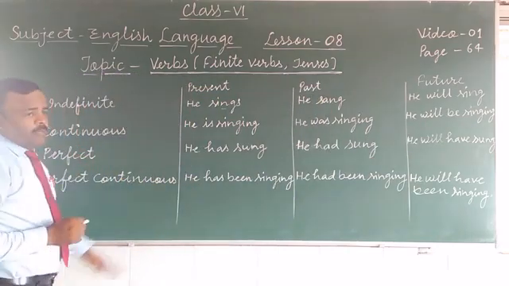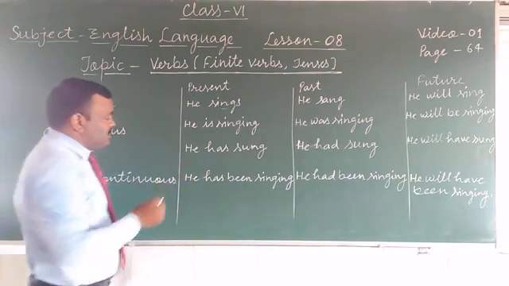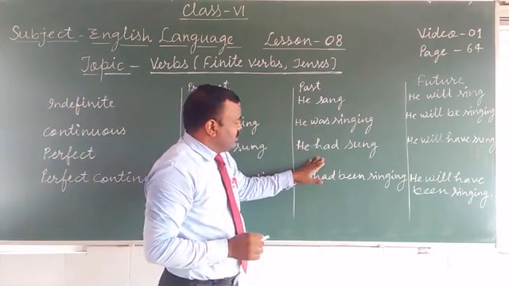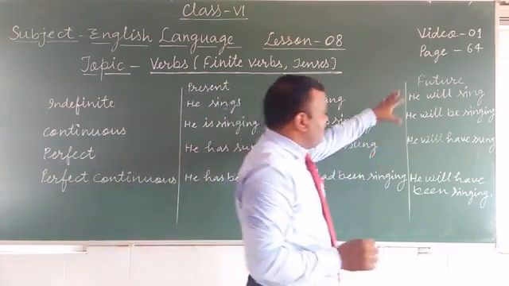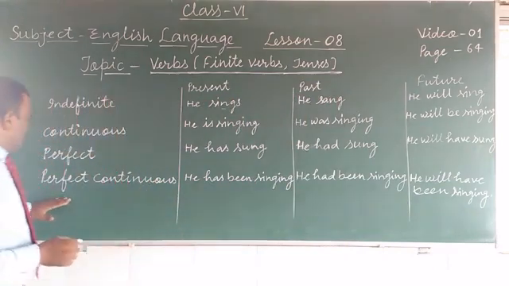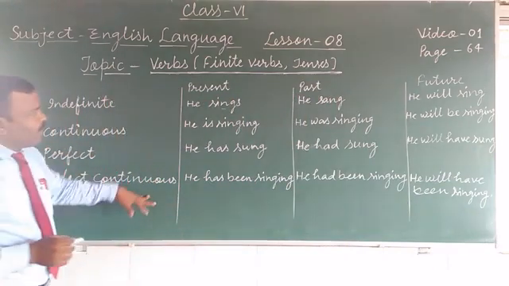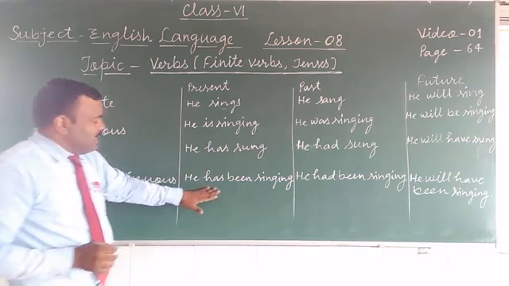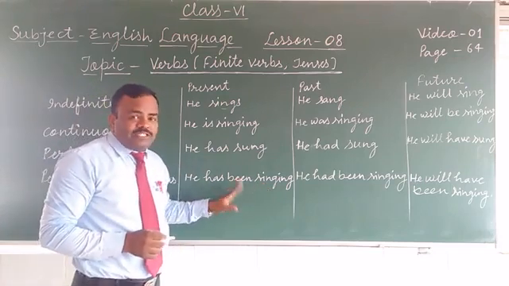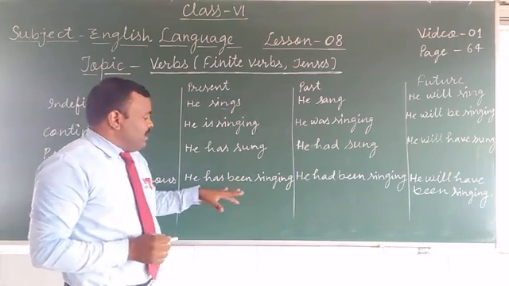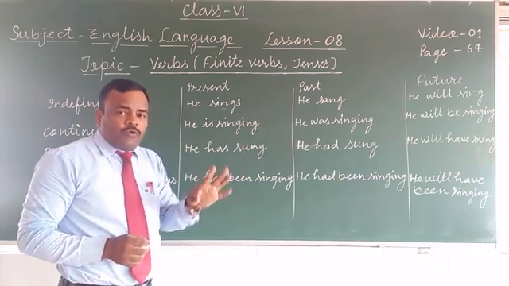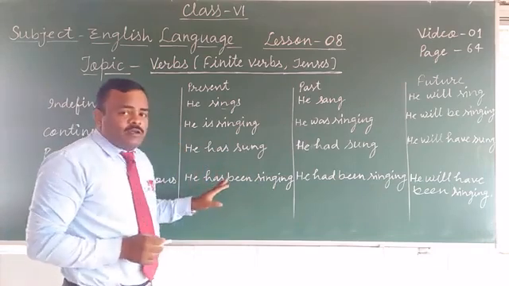In perfect tense we use third form of the verb. He has sung. And past perfect he had sung. And in future perfect he will have sung. Okay? So in perfect continuous, in present perfect continuous he has been singing. Generally we use time also, since and for plus time. Suppose he has been singing for 2 hours. So the time given 2 hours, 3 hours, 4 hours, 1 week. So we use since or for.